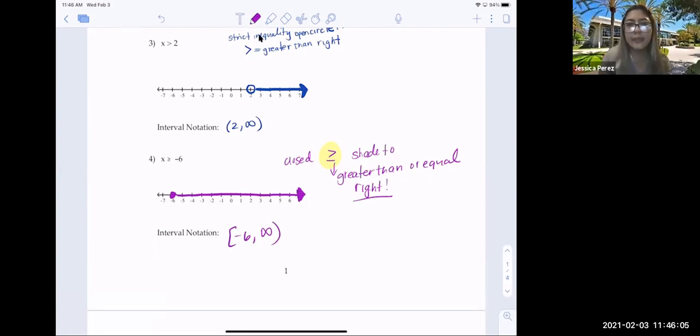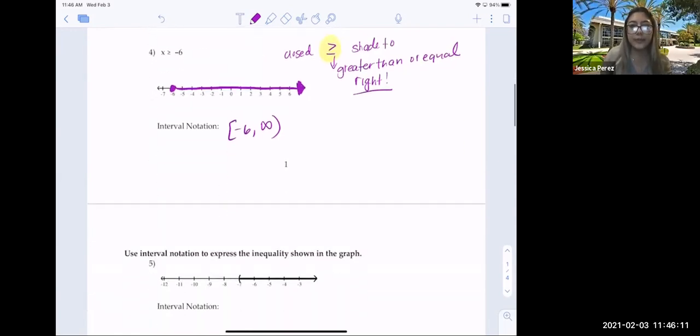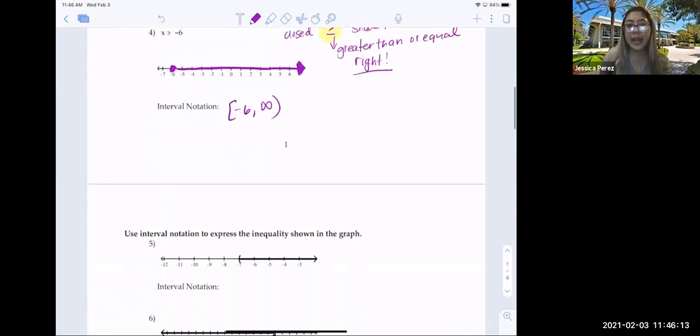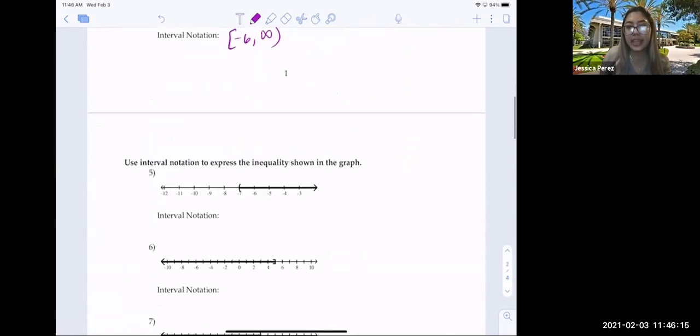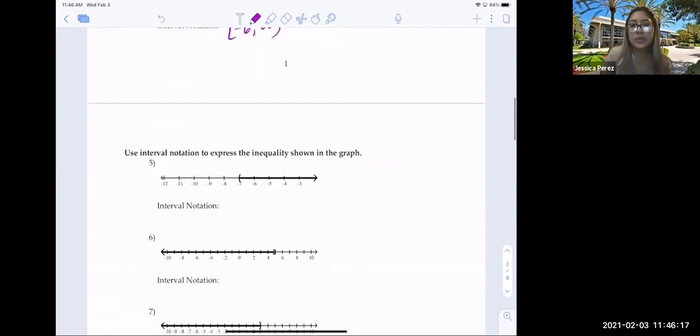Thank you, Joanne, for posting your solution on the chat. I saw that. Good. So now let's work in reverse order. What if I give you a shaded graph? Now I'm asking you to express the inequality. There are two things I'm asking you to do: tell me the inequality and use interval notation.